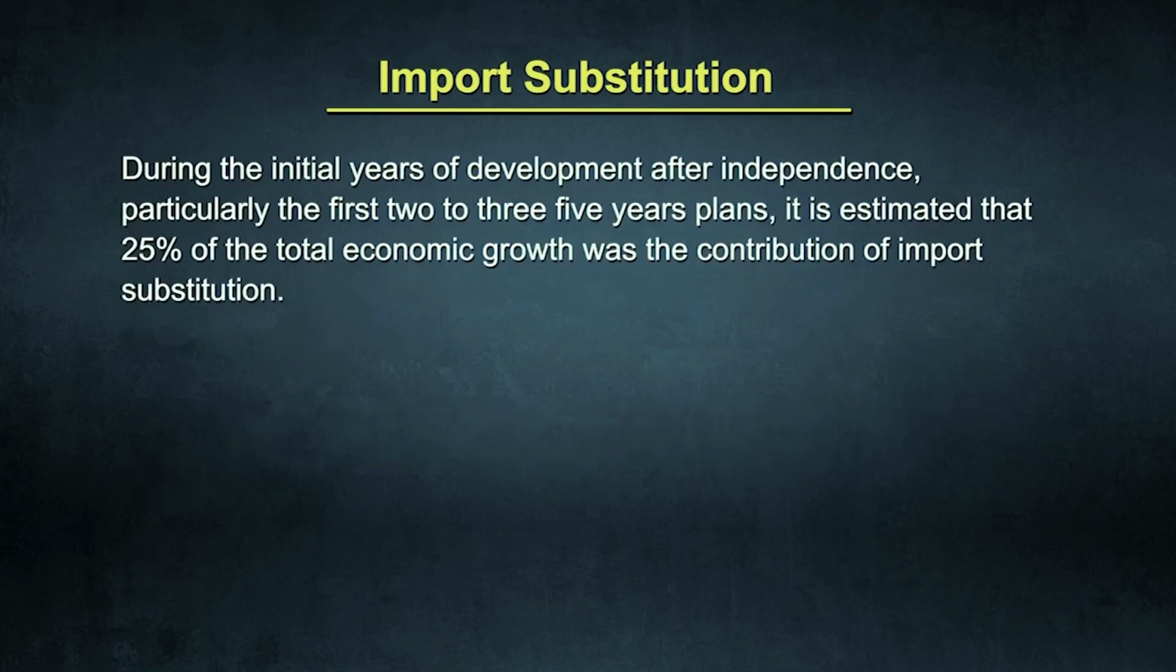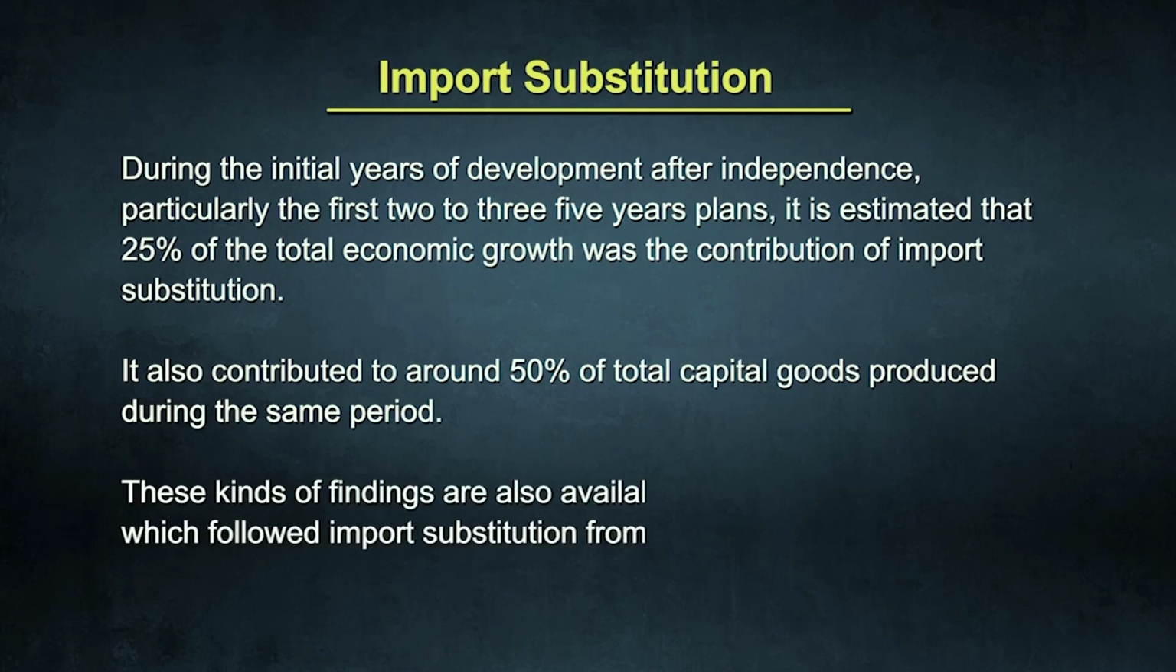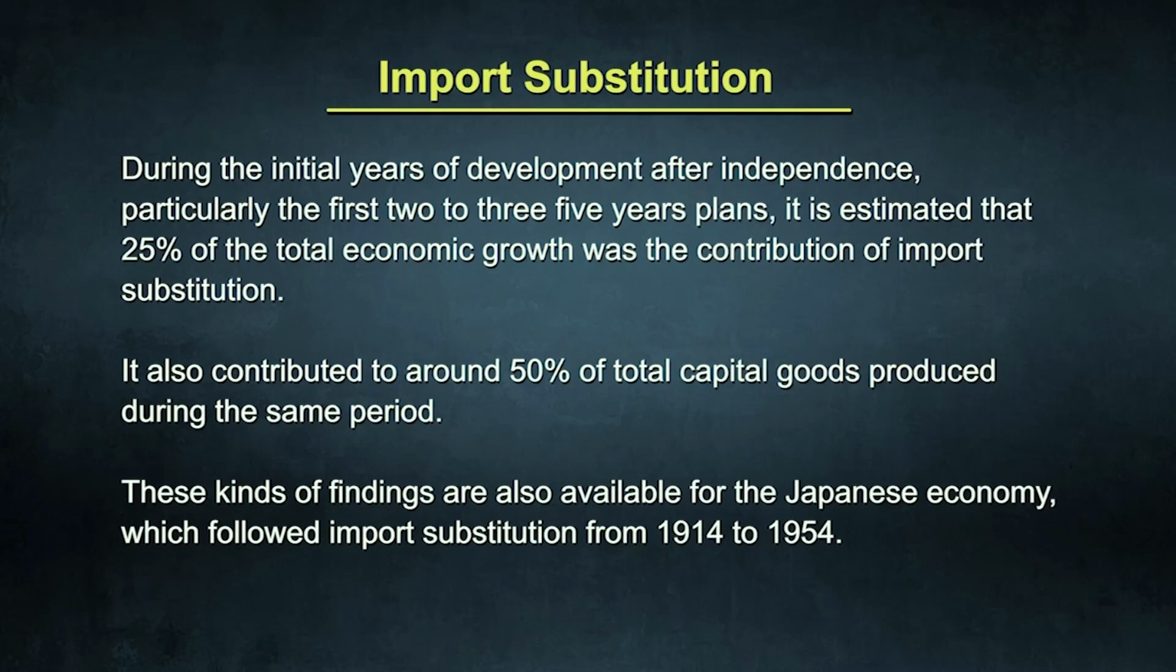During the initial years of development after independence, particularly the first two to three five-year plans, it is estimated that 25% of the economic growth in India was due to the contribution of this import substitution strategy. It also contributed to about 50% of total capital goods production during the same period. We find similar results for the Japanese economy, which followed import substitution during 1914 to 1954, and experienced a profound increase in its manufacturing base.